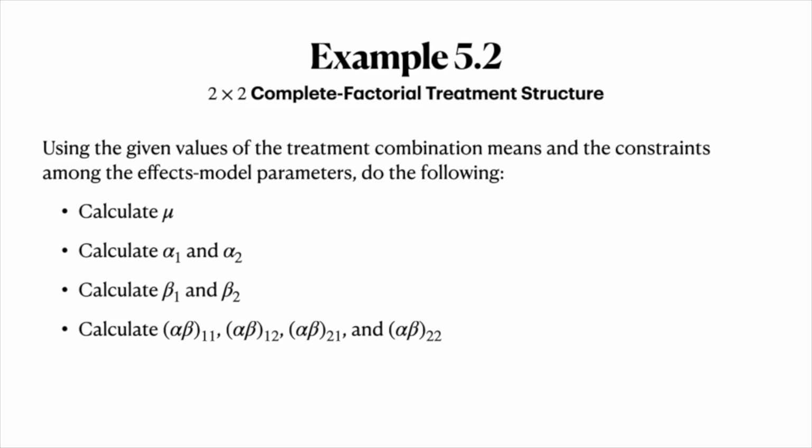Calculate the arithmetic mean of the treatment combinations, which is mu, also denoted mu bar dot dot. In addition, calculate the various effects model parameters: alpha 1 and alpha 2, beta 1 and beta 2, and the various alpha beta ij's. So do that as an exercise. You'll probably have to do that on an exam, so make sure that you can do that. It's not that hard. You just take the values of the treatment means along with the various constraints on the parameters, and you should be able to come up with these values.